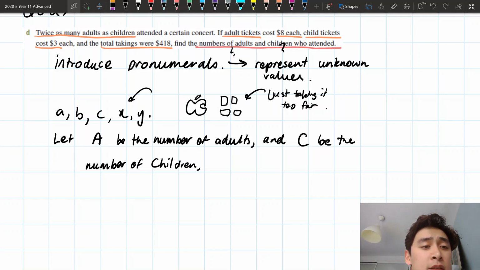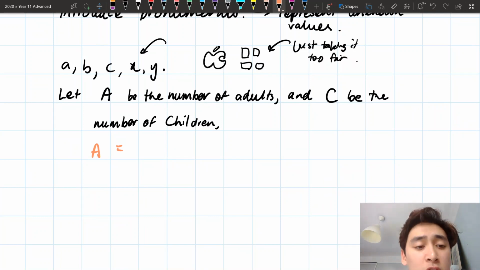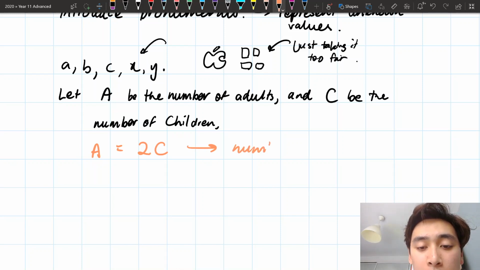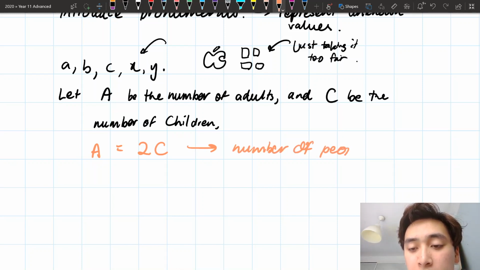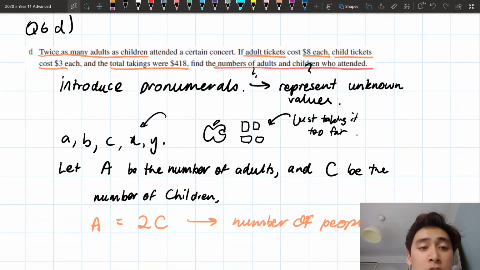What this means is the number of adults that were there is actually 2 times the number of children. I can write this as an equation. The number of adults was twice as many as the number of children. That's 2c. That's the first fact we used. So the number of adults was twice the number of children. The number of adults is just 2 times c. So A is equal to 2c. That's my first equation. I'm going to write 1 over here.